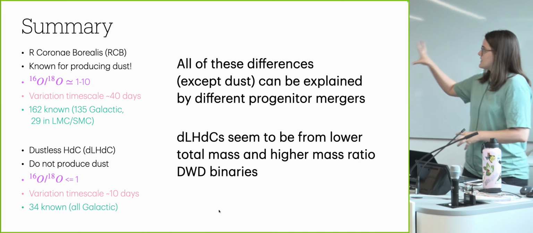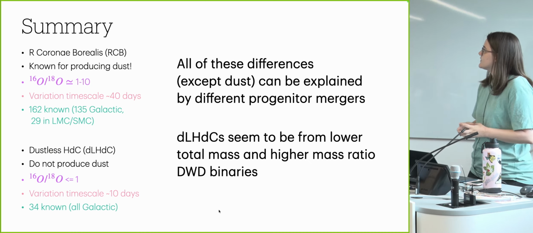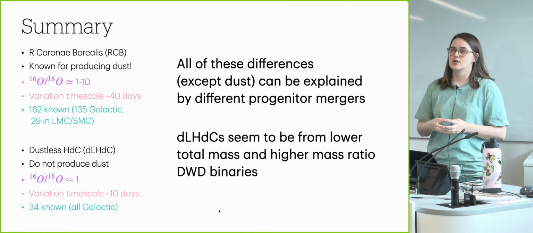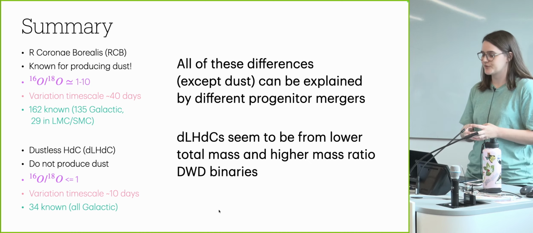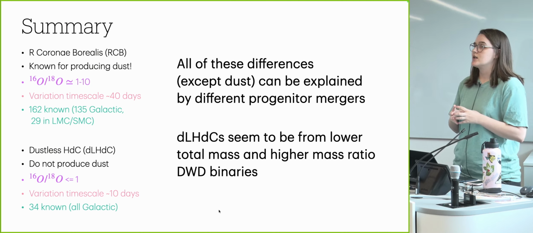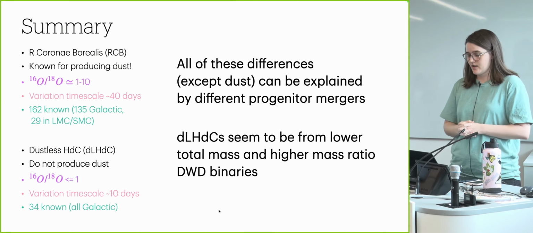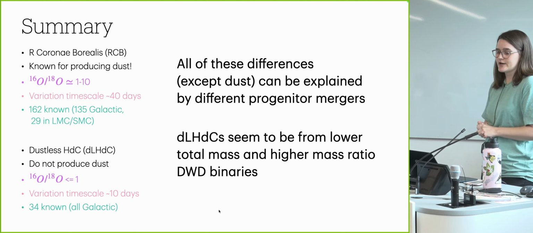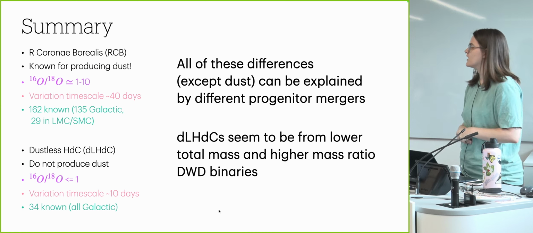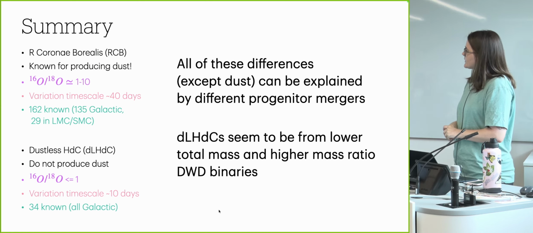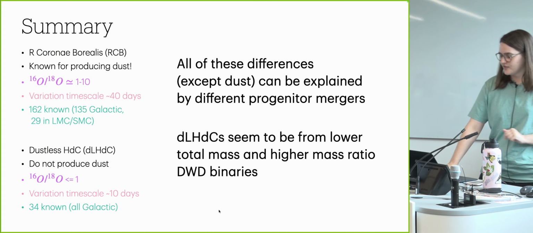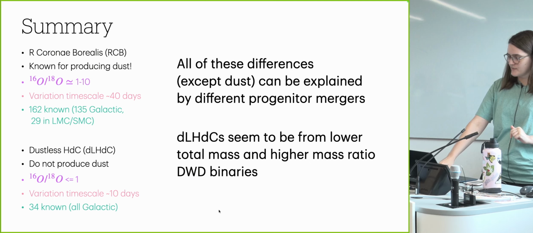So to summarize, we've got these differences between all the stars, and in fact, we can explain all of them except for the dust just by using different merger populations, different progenitor mergers, at least the ones that we know of so far. And the conclusion that you can take from this is that the dLHdCs seem to be from lower total mass and higher mass ratio double white dwarf binaries. But of course, there's some lower limit as well as to how far you can go. So that's been really nice for us and has been really helpful. So that's all that I'll talk about with the formation mechanism.